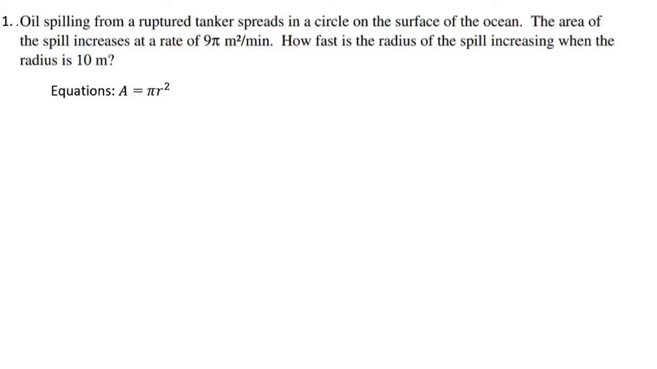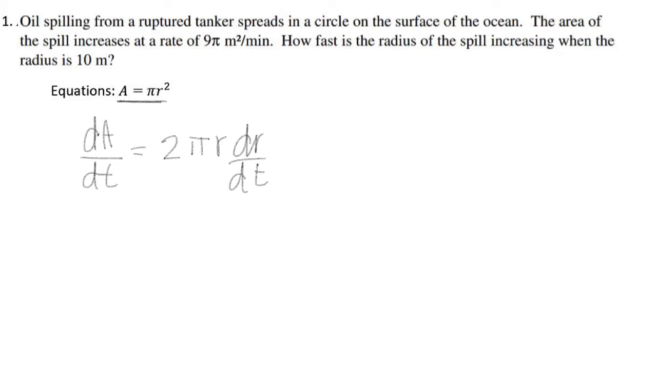So let's see. Notice that I've given you the formula, and I will give you the formula on the test. Your equation, the area of a circle. So let's see. If we do the derivative of this with respect to time, we have dA over dt equals 2 pi r dr dt.